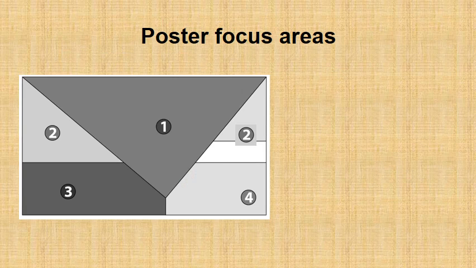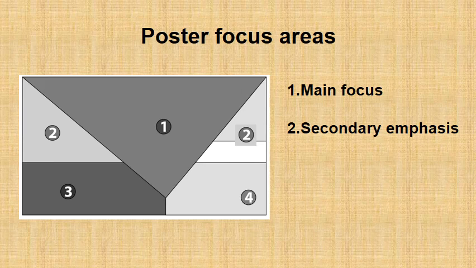Let's discuss now poster focus areas. Number 1 demarcates the main or most important focus area in which your catchy title is and the most important figures or data sets. Number 2 demarcates the secondary emphasis areas, with one on the left being a bit more important because we read from left to right.